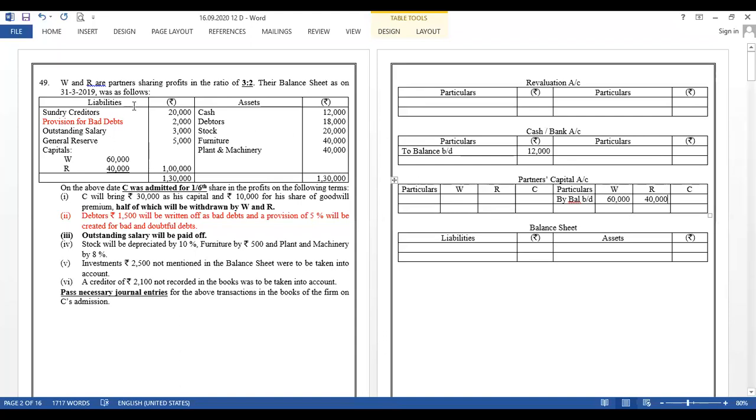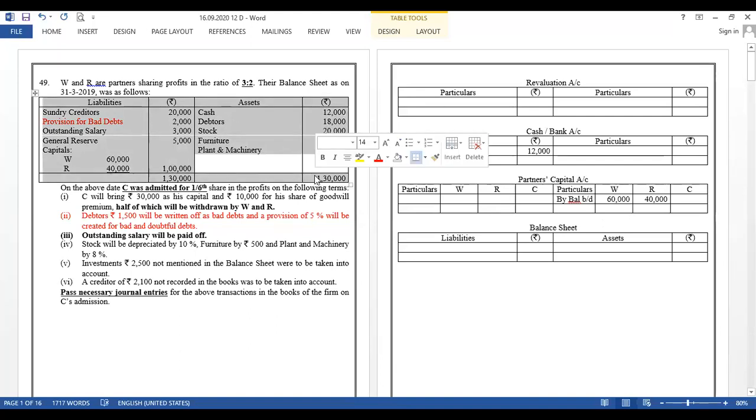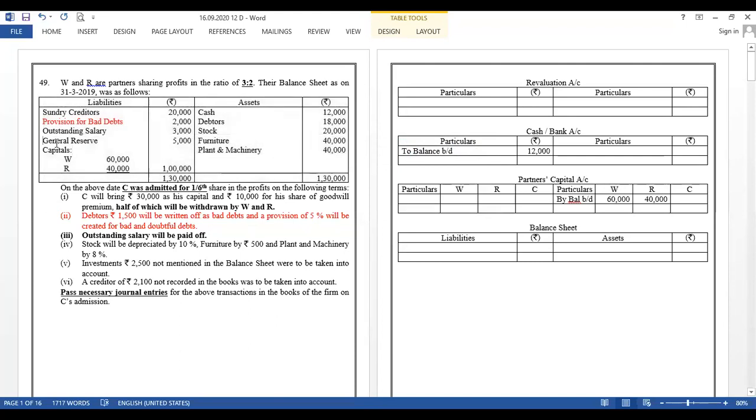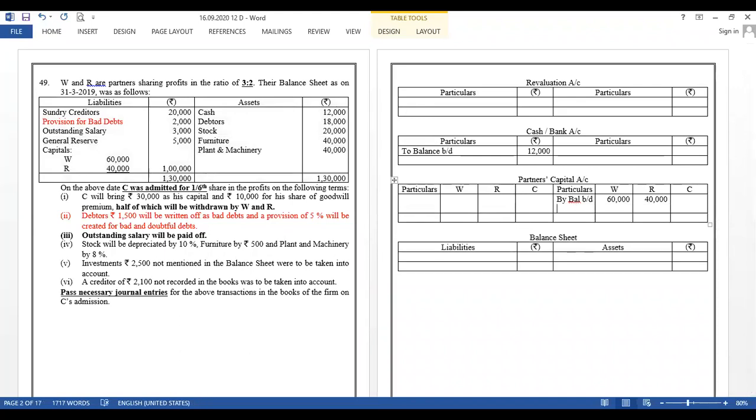Most importantly, if the balance sheet has any accumulated profits, reserves and losses, I will distribute those as well. I can see that the general reserve appears in the balance sheet on the liability side. This general reserve has to go to the partners' capital account. On the right hand side, by general reserve, 5,000 in the ratio of 3:2, so let me write 3,000 and 2,000. Now let us start with the adjustments.